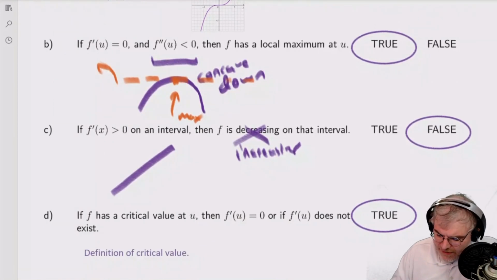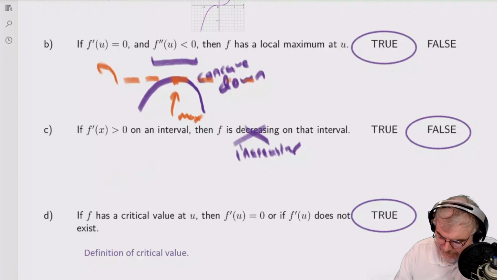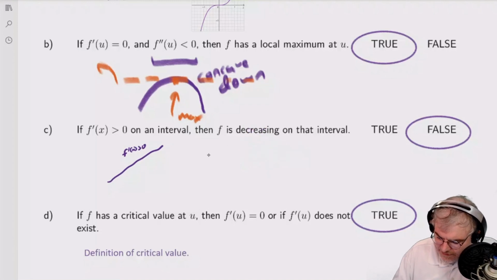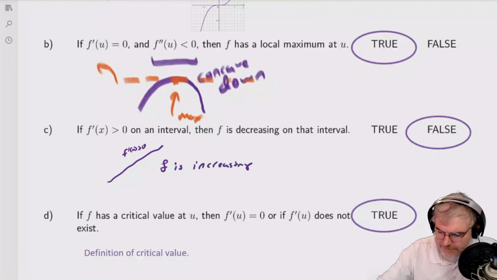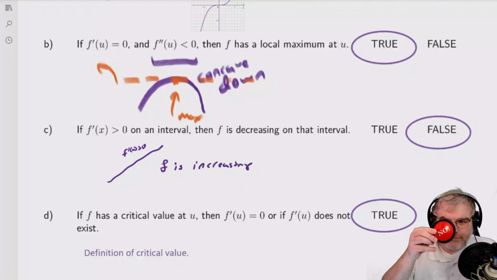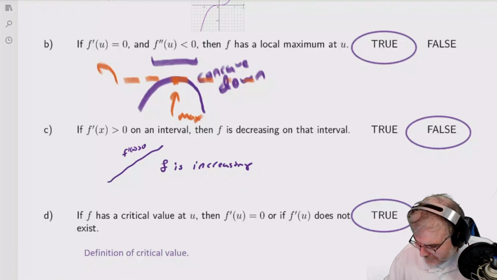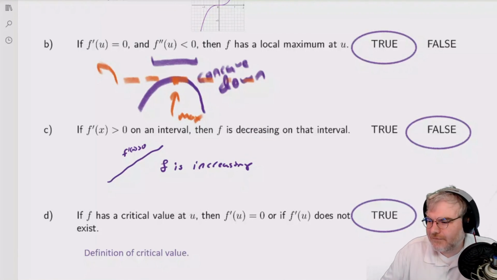For 2c, if f prime of x is greater than 0, then f is decreasing on that interval. Right? Nope. F prime of x greater than 0 looks like that. F is increasing. So, false. Okay. 1 to 5, how do we feel about that one?